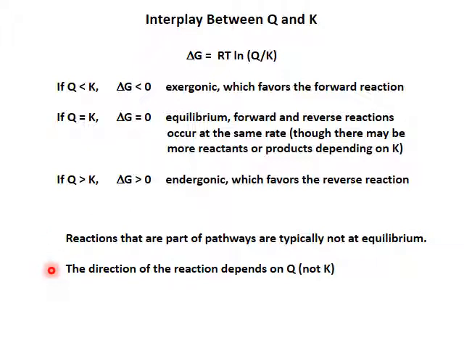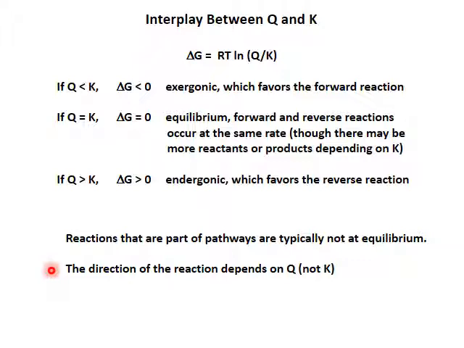Second take-home message is that the direction of the reaction depends on Q, not K. So K doesn't tell us what direction the reaction is going to go, because that's at equilibrium. And equilibrium means that the forward and reverse reactions are the same. It's just that if we want to drive the reaction away from equilibrium under non-equilibrium conditions, then Q is going to be the deciding factor. The concentrations under non-equilibrium conditions would dictate what that delta G is.